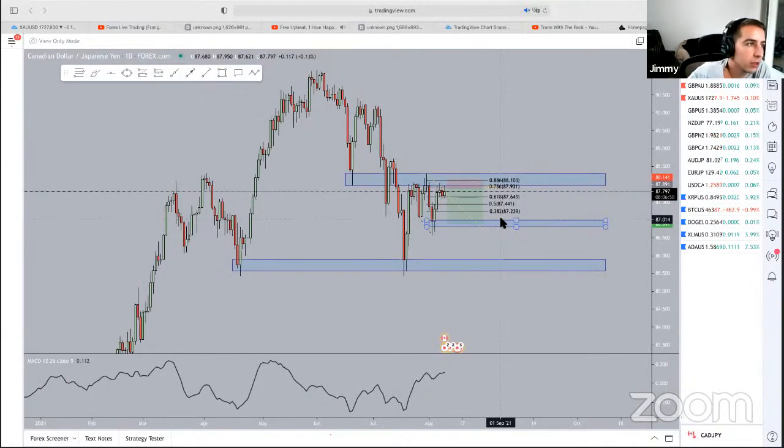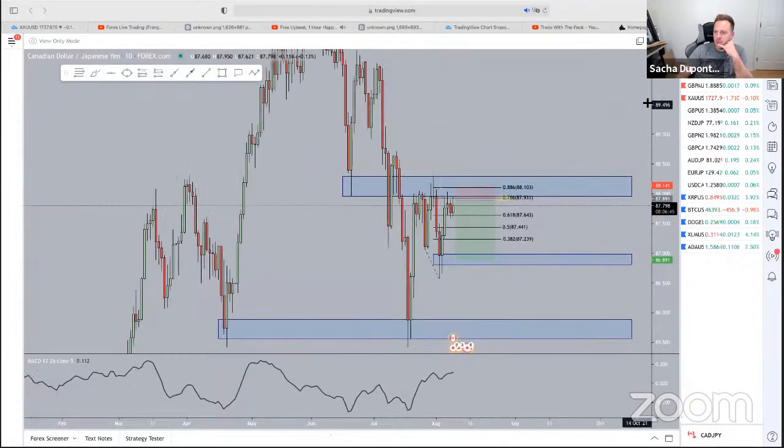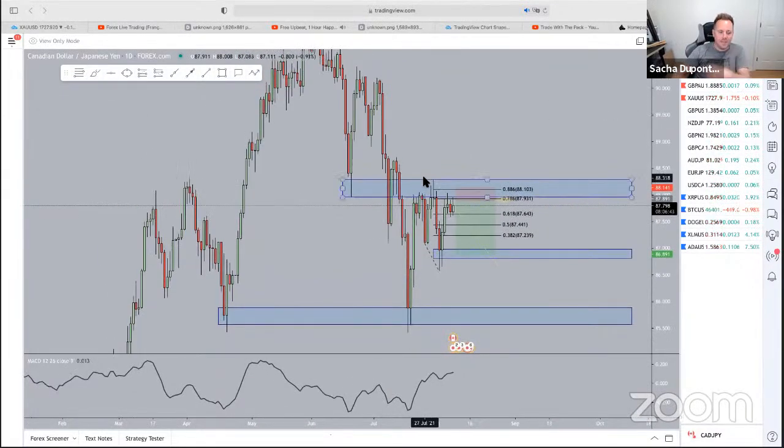OK. All right, so this is CAD JPY. This is another swing trade idea from Jimmy. Jimmy the Kid. Billy the Kid, right? Well, super simple stuff right there. We are clear. Wait a second. Can I annotate? Non, je peux plus dessiner. Wait a second.